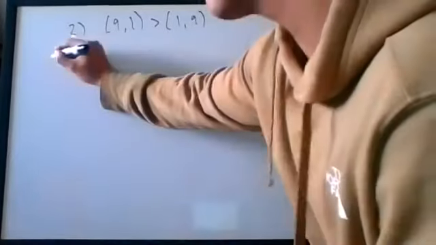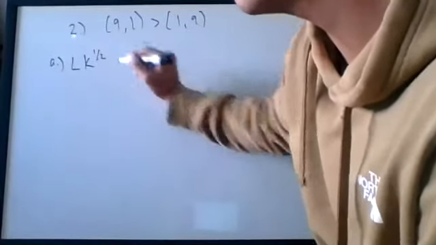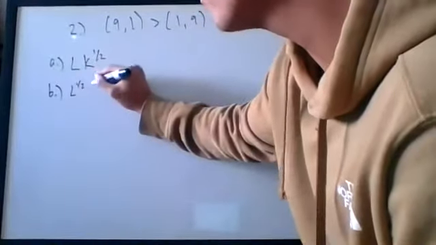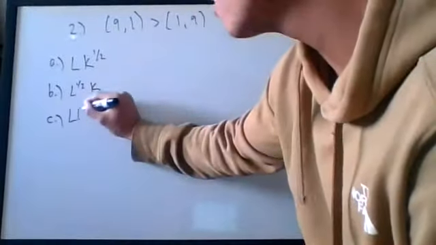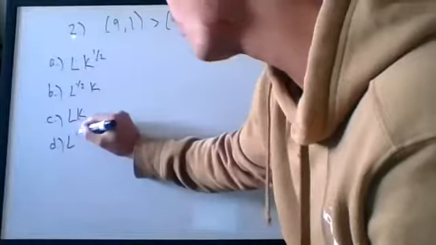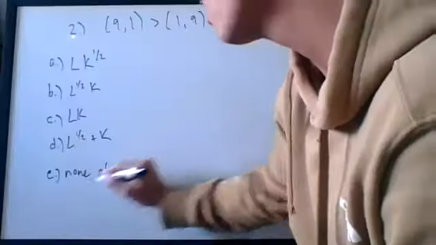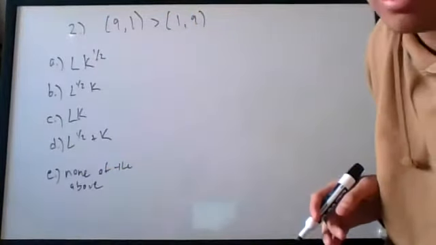The answer choices are A, L times K to the 1/2. B, L to the 1/2 times K. C, L times K. D, L to the 1/2 plus K. And E, none of the above. Actually, I don't know the answer to this quite yet, but I want to hear what you guys have to say about this.